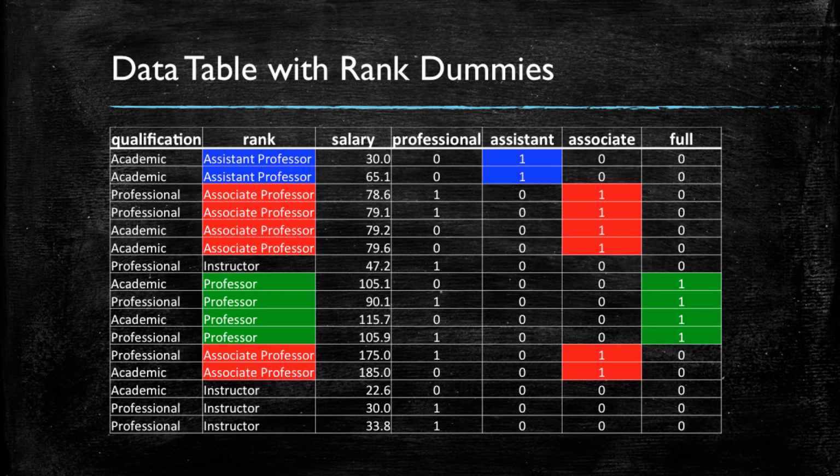And to very quickly clarify this, let's see how the dummy variables look in the data table. We see that whenever the rank is an assistant professor, only the assistant dummy variable is turned on. When the rank is an associate professor, only the associate dummy variable is turned on. When it is an instructor, none of the 3 dummy variables are turned on. And when it is a full professor, only the full dummy variable is turned on.